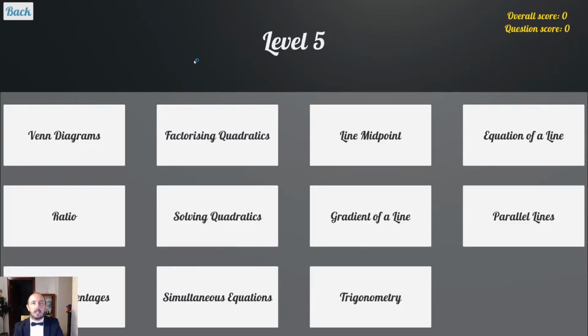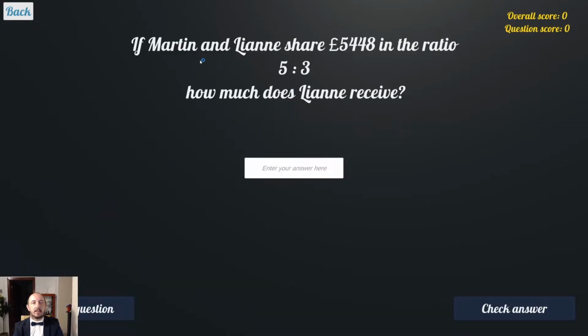If we head back onto the app here under level 5, we can practice some ratios here. So we have £5,448 in the ratio of 5 to 3. So we would divide 5448 by the total of the ratios, which is 8, and then that would give us the total for one share. We multiply that by 5 to give Martin's, and we multiply by 3 to give Leanne's. And you can practice how much Leanne would receive. You would type that in there and check your answer. And you can keep practicing those until you feel comfortable with that.